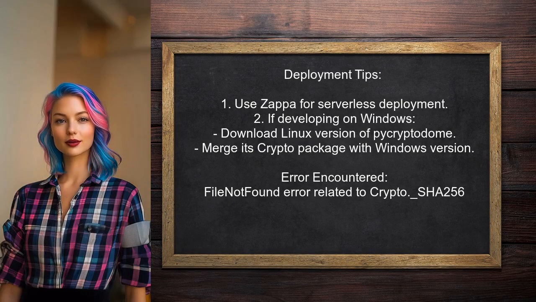Additionally, the user shares their experience deploying the app using Zappa and AWS Lambda. They encountered a file not found error related to the PyCryptodome package due to differences between Windows and Linux environments. The solution was to download the Linux version of PyCryptodome and merge its crypto package with the Windows version.